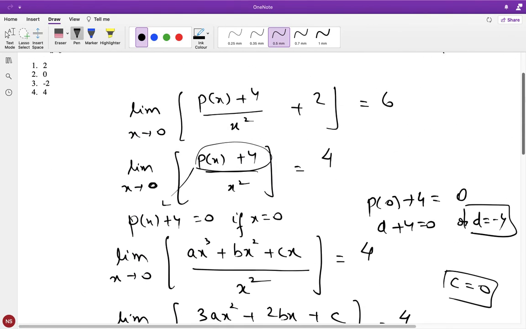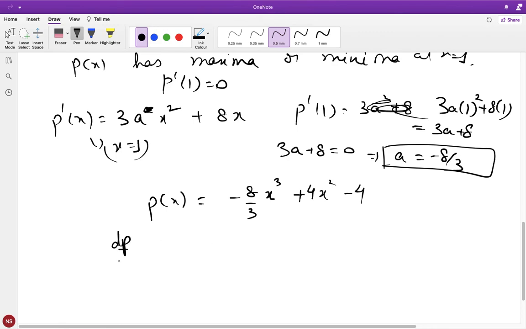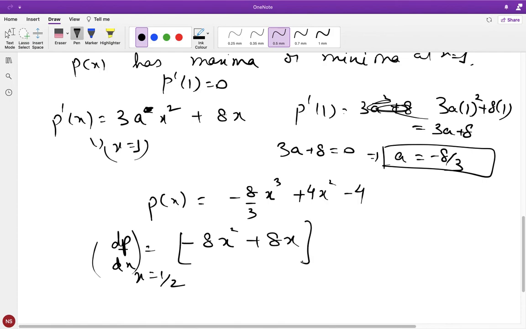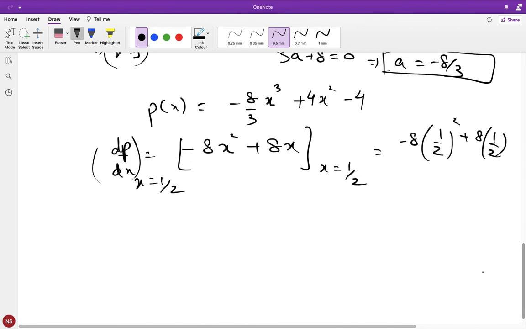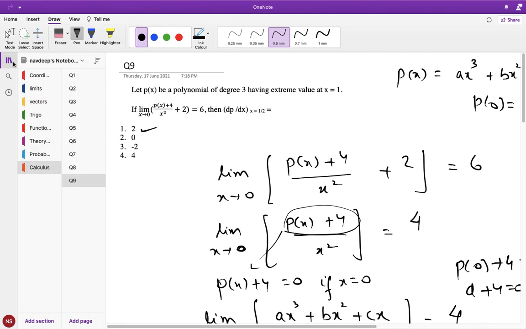Now we are being asked the value of dp by dx at x equals to half. dp by dx is equals to minus 8x square plus 8x. So this value at x equal to half is minus 8 into half square plus 8 into half, which is equals to minus 8 into 1 by 4 plus 8 by 2. So minus 2 plus 4, which is equals to 2. So this one was the last problem.